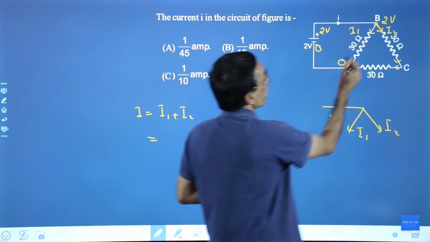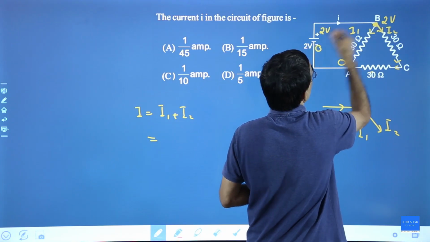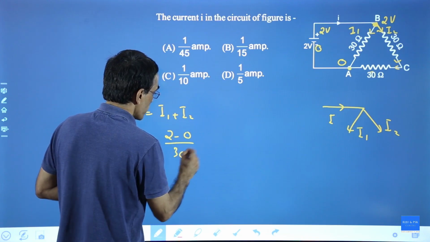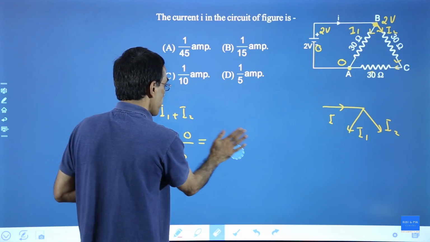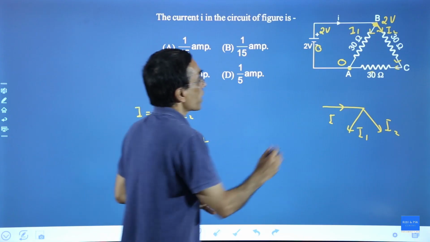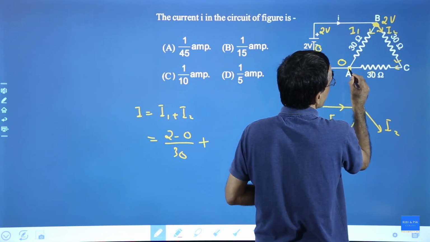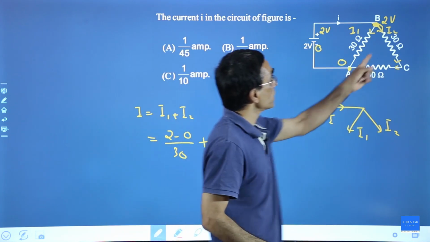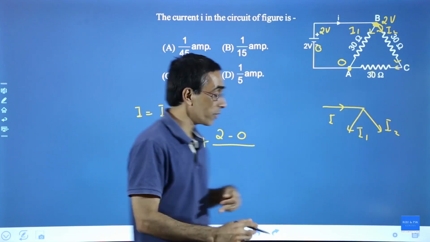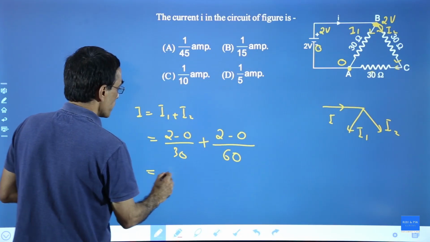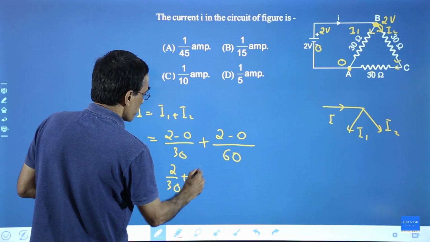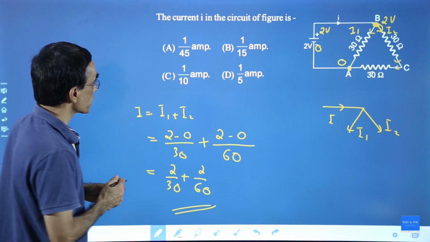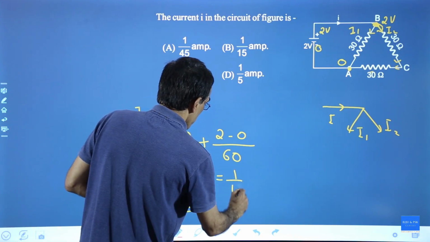What is I1? See, I1 is the current in 30 ohm. This point is at 2 volt, this point is at 0 volt. So the current is 2 minus 0 divided by 30, plus, what is the potential here? It is 2 volt. What is the potential here? 0 volt. So the total potential difference is nothing but 2 minus 0. But what is the resistance here? 30 and 30 in series will give you 60. So this gives you 2 by 30 plus 2 by 60. You can calculate this. So that is 4 plus 2, 6 by 60. You will get it as 1 by 10 ampere.